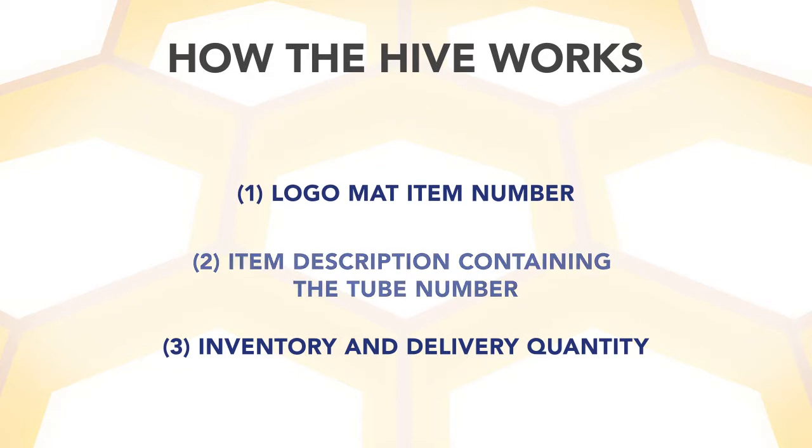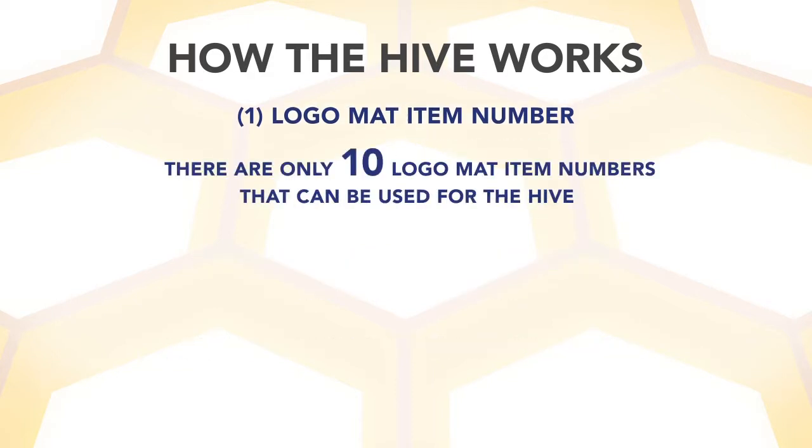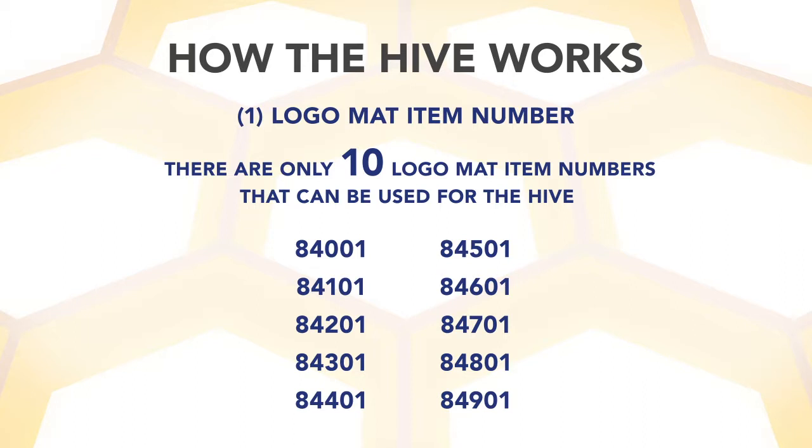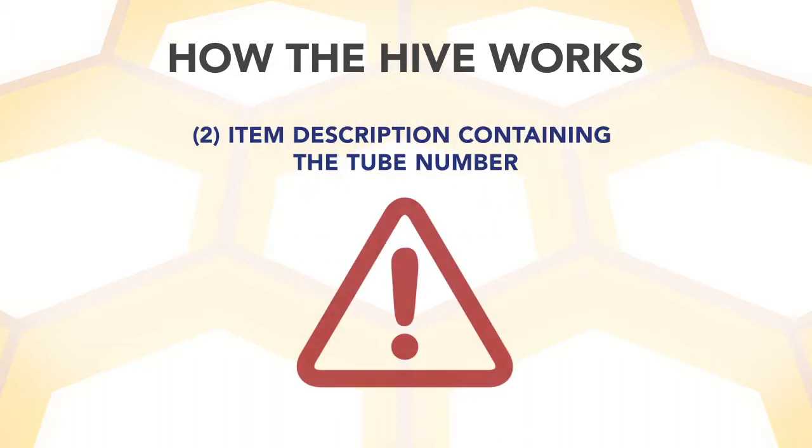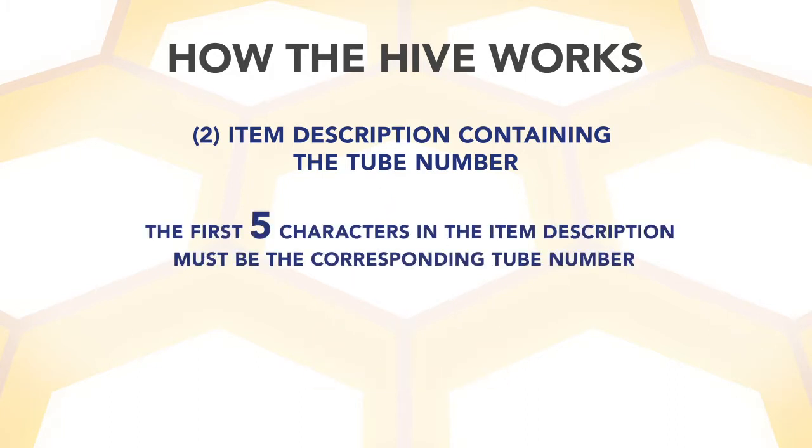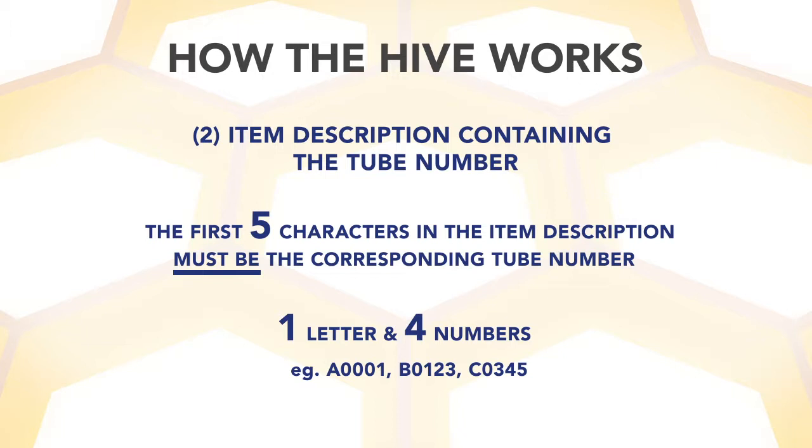For example, there are only 10 logo mat item numbers that can be used for the Hive. If an item number is used for a mat that belongs in the Hive that is outside of the approved 10 item numbers, then that mat won't be uploaded to a space in the Hive. The same error will occur if a tube number in the item description is keyed in AS400 incorrectly. The first 5 characters of every mat item description that is uploaded into the Hive should be a corresponding tube number, which is 1 letter and 4 numbers. Anything other than 1 letter and 4 numbers will not be uploaded into the Hive.